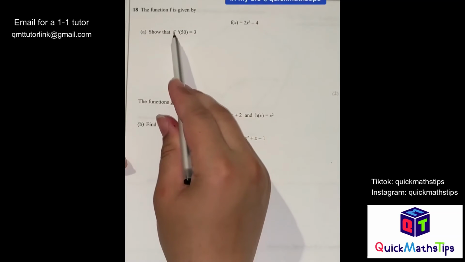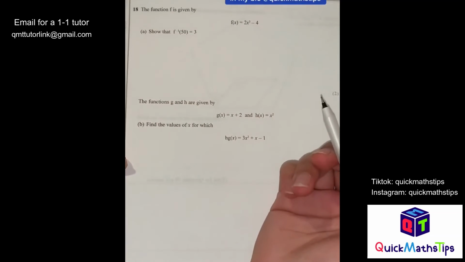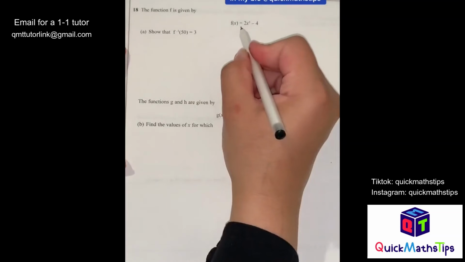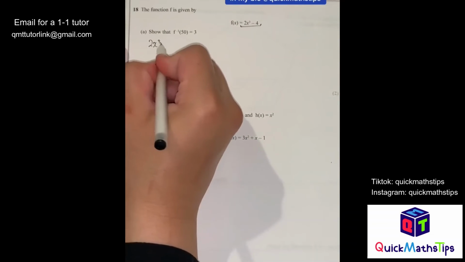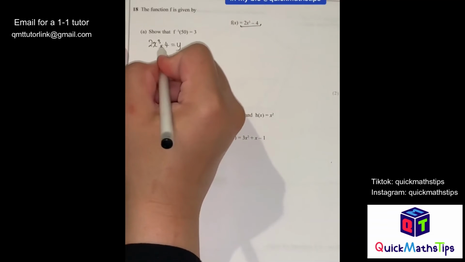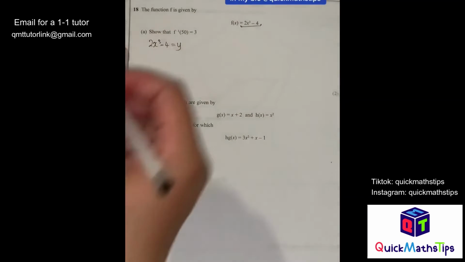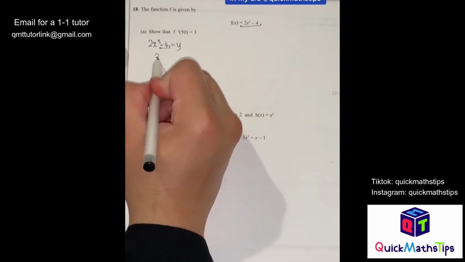Okay, so I'm going to do a functions question. This is an inverse function because it's f to the power minus 1. So the first step is make the equation equal to y. So 2x cubed minus 4 is equal to y. That's your first step done. Your second step is to make x the subject. So I'm going to add 4 on both sides.